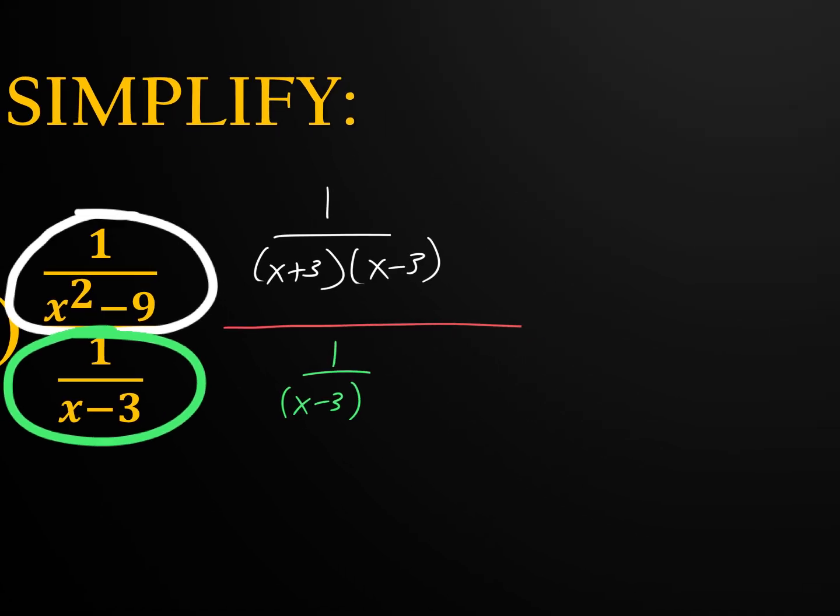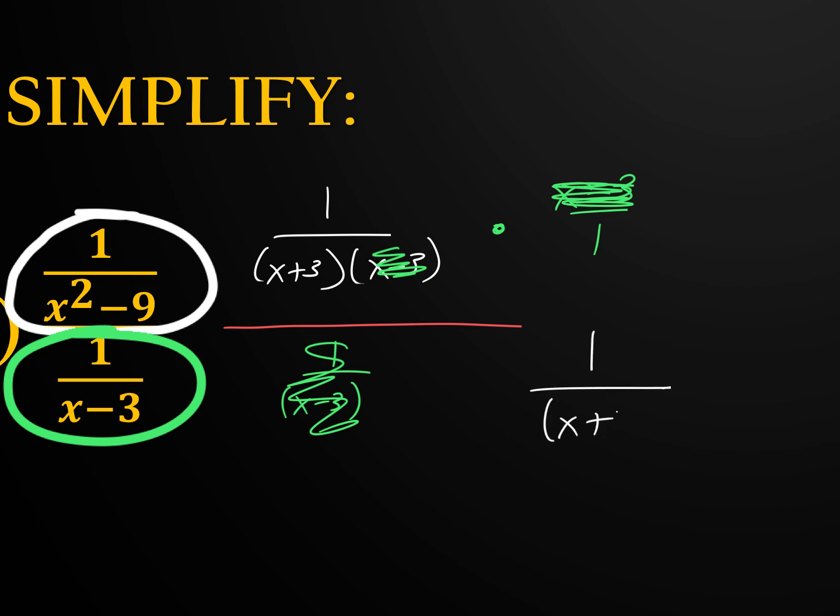So now we divide fractions. We're going to keep, change, flip. And do you have anything that's exactly the same, top and bottom? The x minus 3s. Okay, good. What are you guys left with? 1 over x plus 3. Remember, if everything in the numerator cancels, you're left with a 1. Don't be surprised if there's a problem where everything cancels and you're left with just a 1. That's okay. That's totally okay.